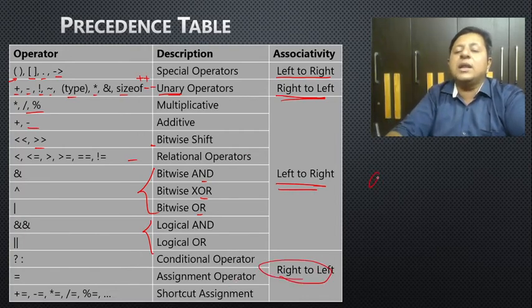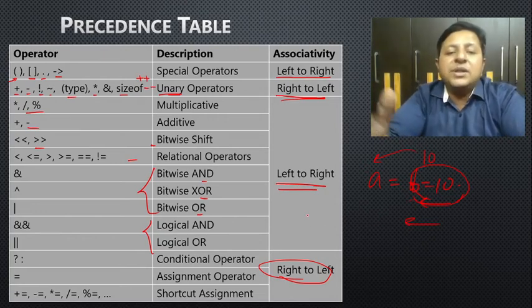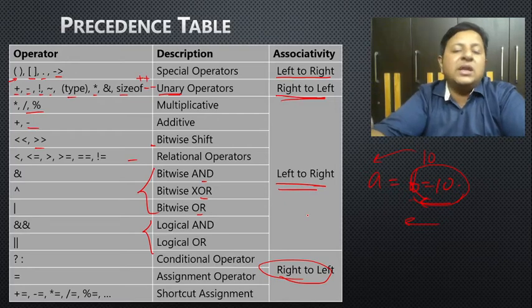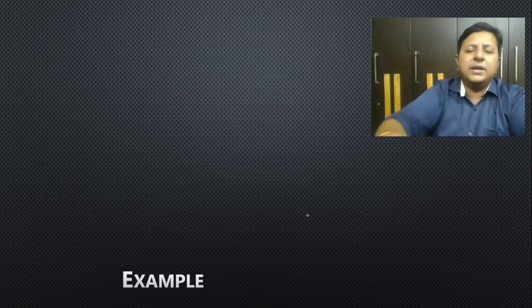When we do assignment, like suppose I'm doing A = B = 10, then first B will be assigned with 10, and then the same value is assigned to A. So you can see we are going from right to left. So likewise, you would be having the precedence as well as the associativity of the variety of operators. You can see the precedence table is in front of you. You can study that properly so that you'll be able to get more comfortable with the concept of precedence and associativity. Let us take some examples for you to understand better.